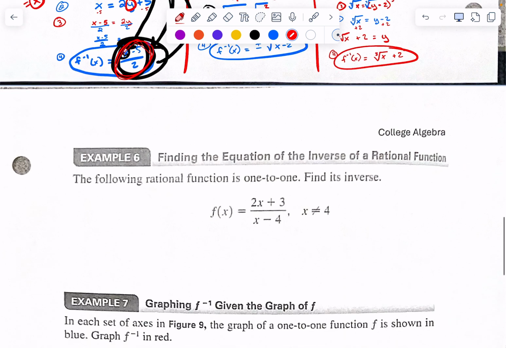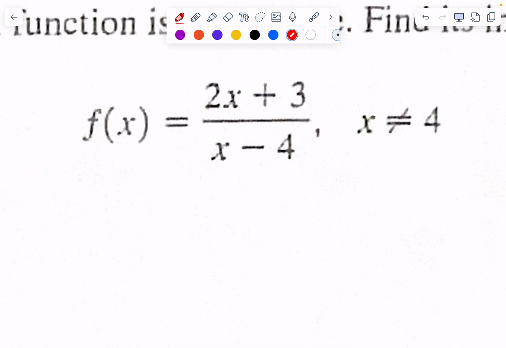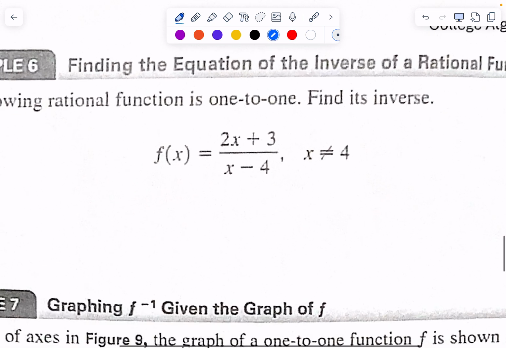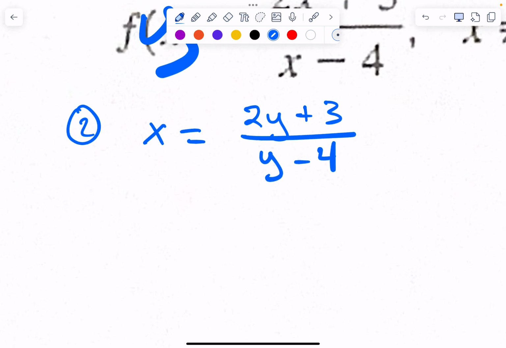All right. Beautiful. Example 6. Find this guy's inverse. Ooh, gross. Okay. All right. The following rational function is a one-to-one function. Find its inverse. All right. Step 1, switch f of x to y. I'm going to do it right there. Step 2, switch the x and the y. X equals 2y plus 3 over y minus 4. Now, this is the hard part because we have 2 y's. How are we going to solve for the y?